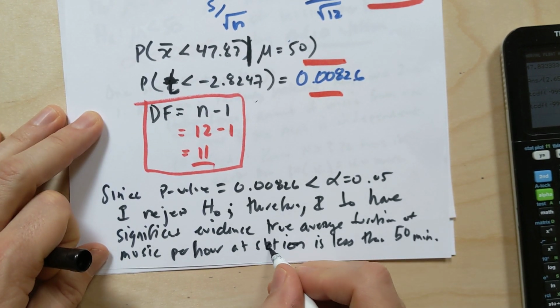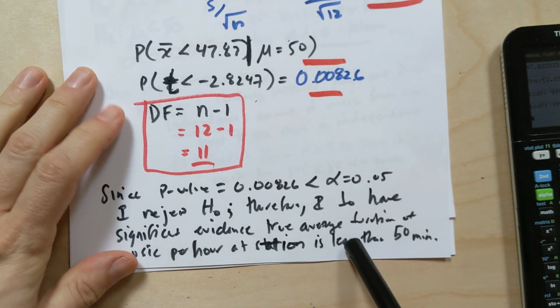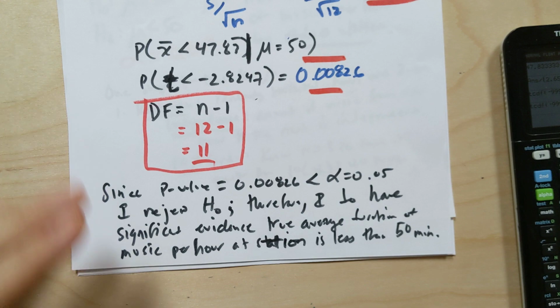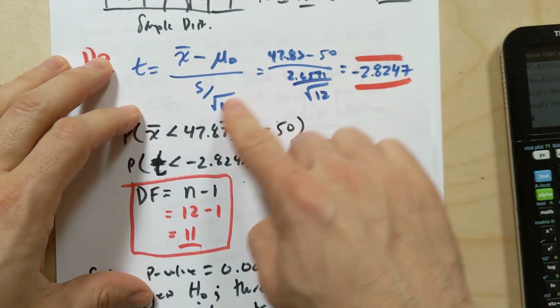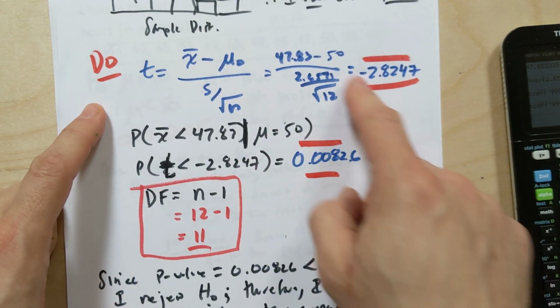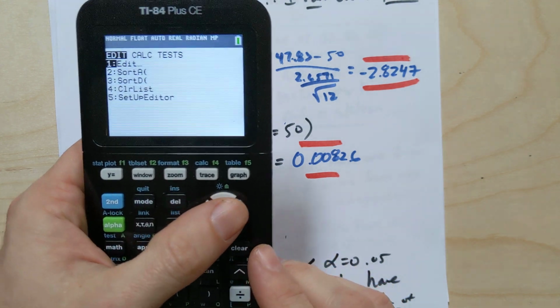But I do have significant evidence that the amount of music played per hour at this radio station is less than 50 minutes because I rejected the null hypothesis. Cool, right? All right, now I want to take a step back. Let's go back to the do real quick. Remember the do, I calculated that entirely by hand. We could have done that as a shortcut in the calculator.